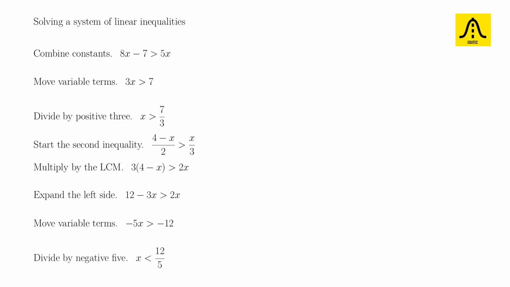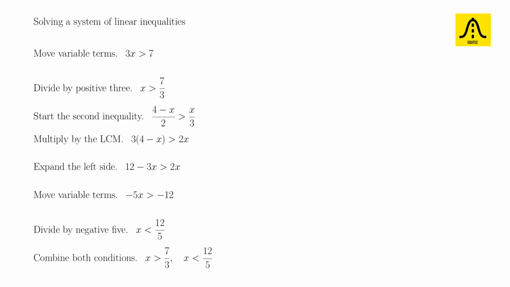Here we divide by a negative number, so the inequality sign must flip. This is a common mistake to avoid. The solution must satisfy both inequalities, not just one of them.